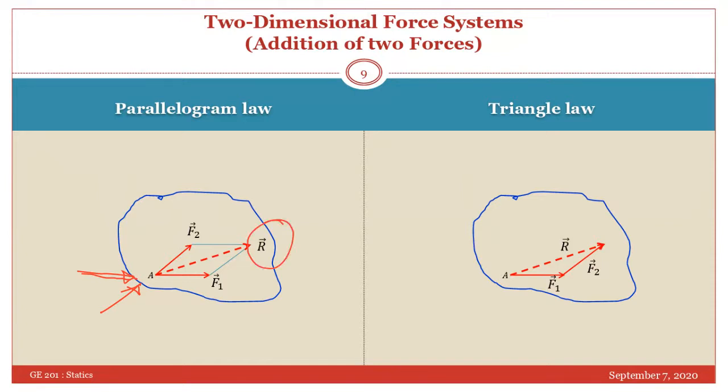You can do the same thing with the help of the triangle law. You put at the head of the first the tail of the next, and then join the tail of the first to the head of the last. So you will get the total force by the triangle law. And this force, they are going to be exactly the same.